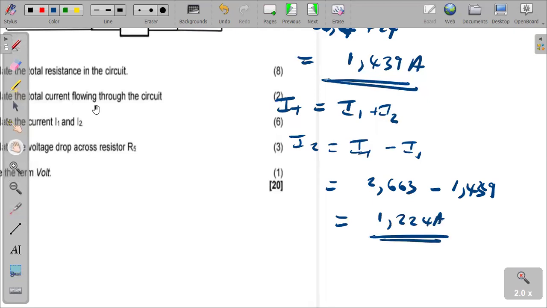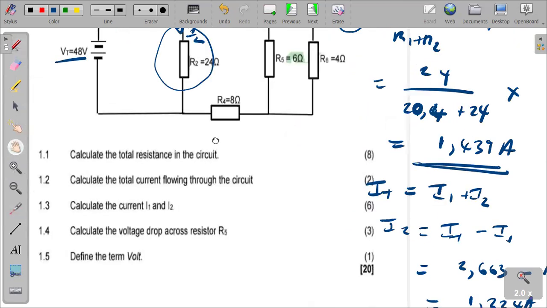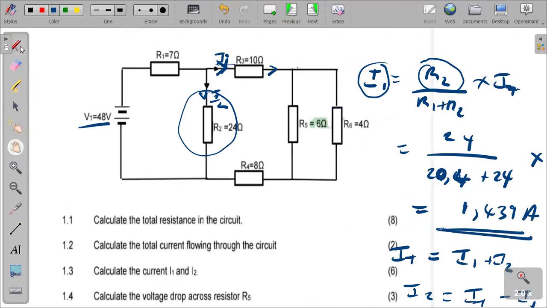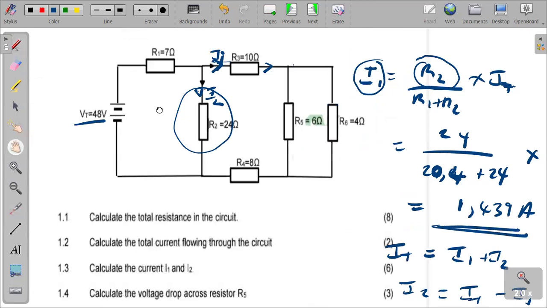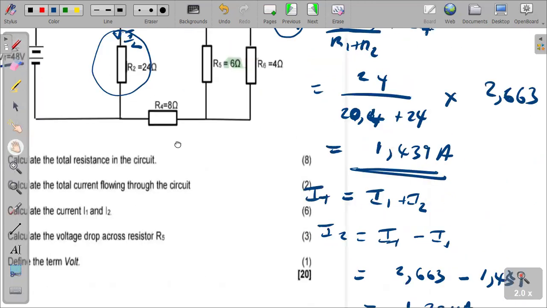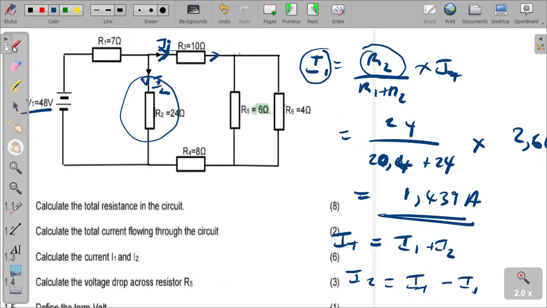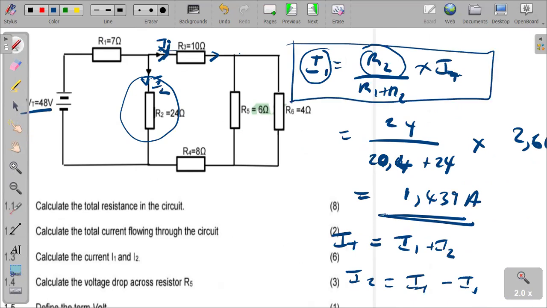I wanted to explain and illustrate clearly that, apart from using this formula here, the current divider rule, we call it the current divider rule because we know that a parallel branch is a current divider branch. It divides the current, right? No wonder I was saying follow the conventional flow of current.